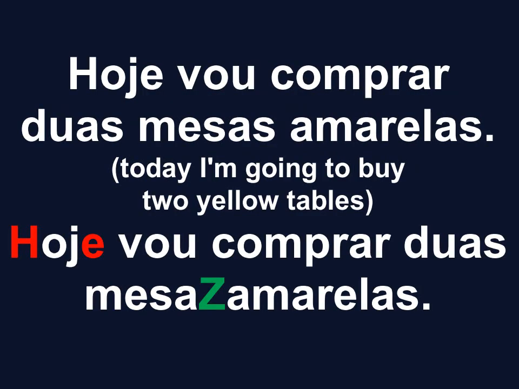So for instance, if I were saying yellow tables in Portuguese, mesas ends in S, and then yellow is amarelas. So you'll have that S from mesas gluing on to amarelas, and it will sound like a Z as well. So it will sound more like mesas amarelas. Of course, this is if I'm saying it fast and or normal speed in a sentence. Mesas amarelas. Today I'm going to buy 2 yellow tables. Hoje vou comprar 2 mesas amarelas, for example.